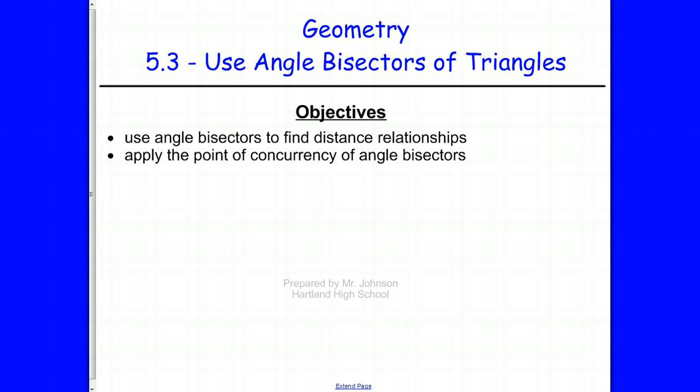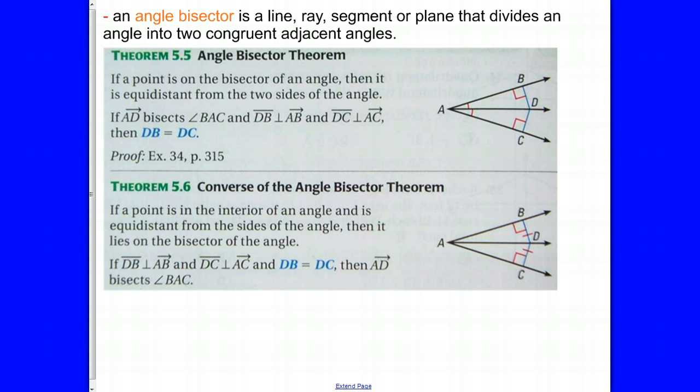So again, an angle bisector is, well, let's look at the definition here. An angle bisector is a line, ray, segment, or plane that divides an angle into two congruent adjacent angles.